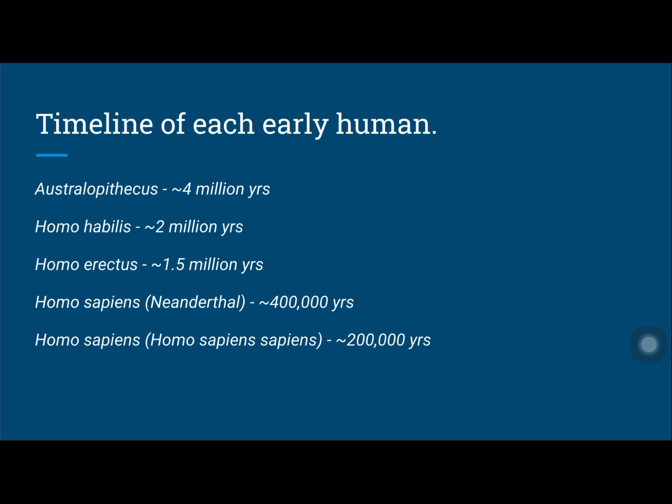And the timeline for each early human. The Australopithecus was about 4 million years ago, and the name Australopithecus means southern ape, which tells us that these human-like apes were probably from eastern or southern Africa. Lucy is a famous Australopithecus hominid. She was discovered in 1974 and changed the way scientists looked at the evolution of humankind.